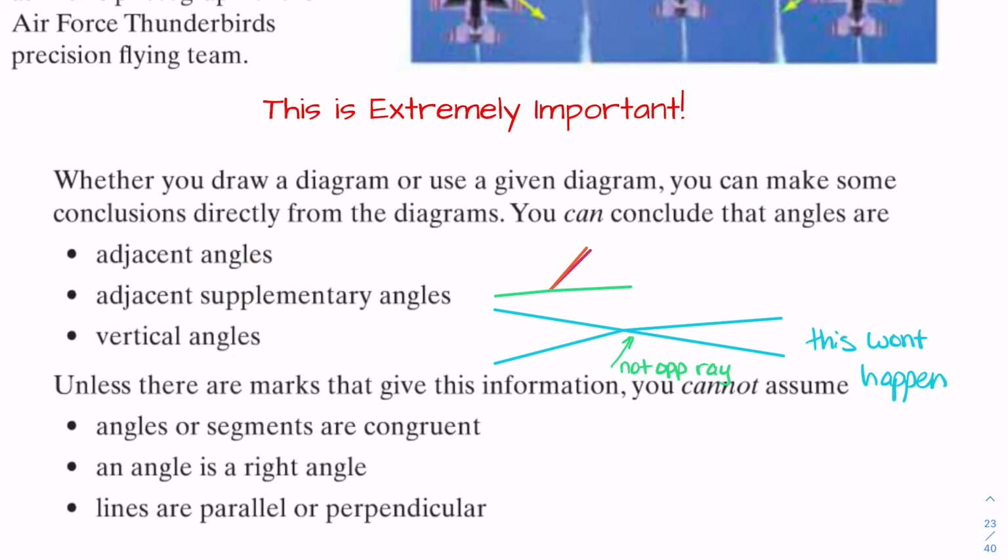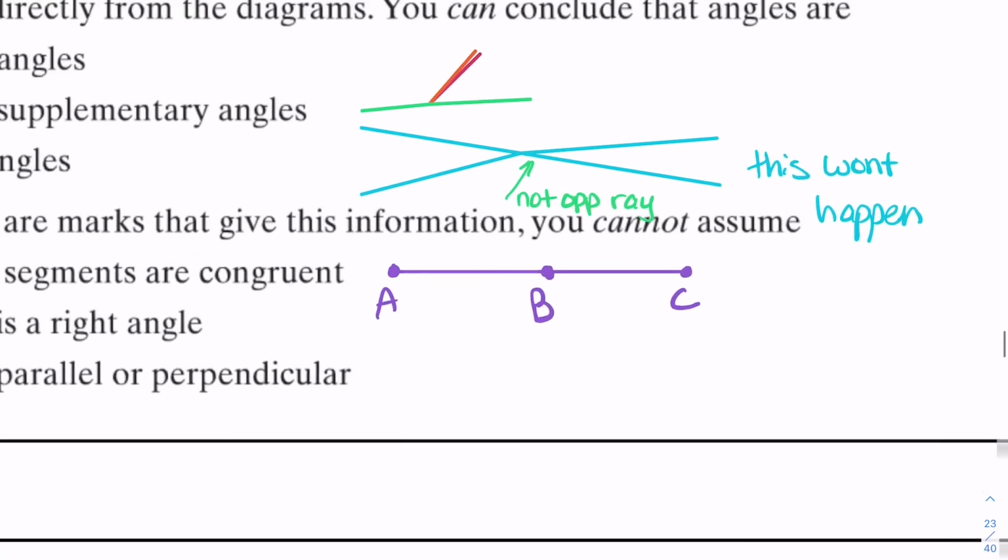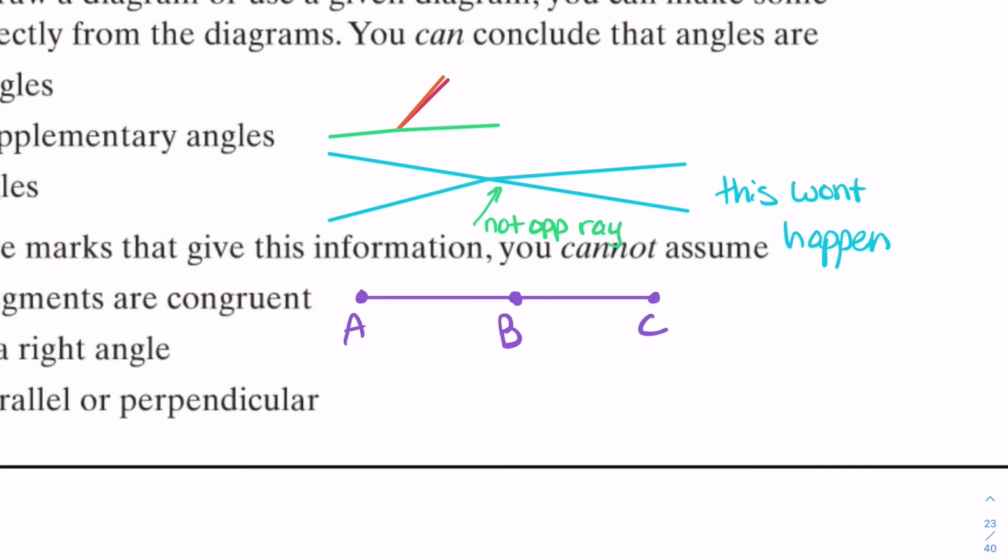What cannot be assumed is this: angles or segments are congruent. So in its simplest form, if you have a line segment and I have this ABC, I cannot assume that this is congruent to this. It might look it, it might be close, but we can't make that assumption, okay? So we are just going to assume they are not.